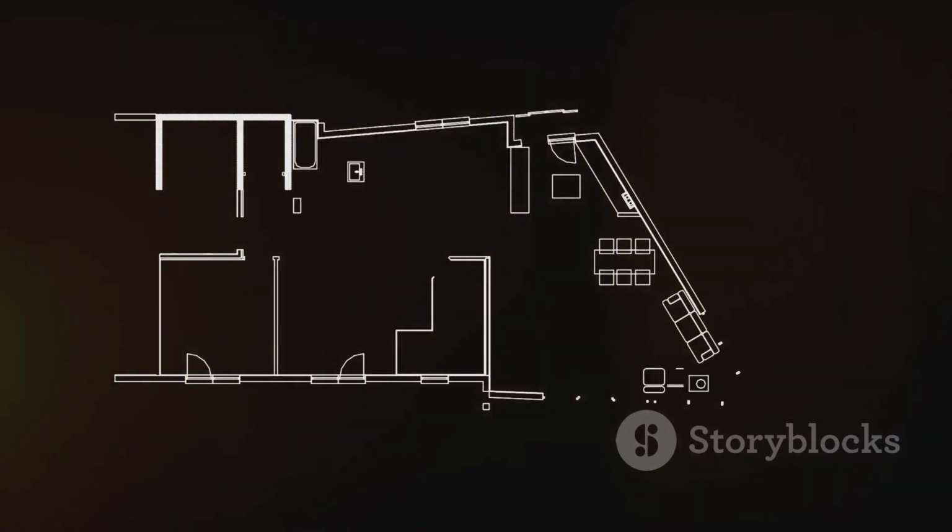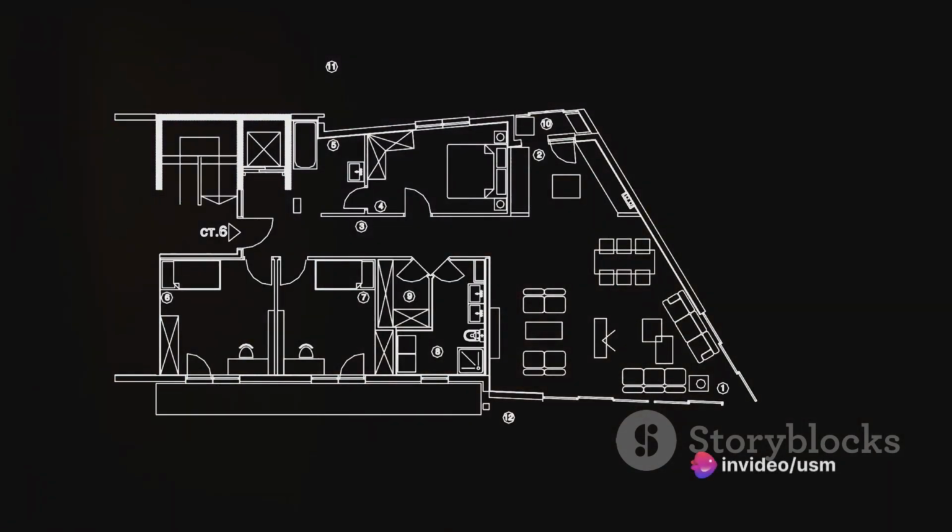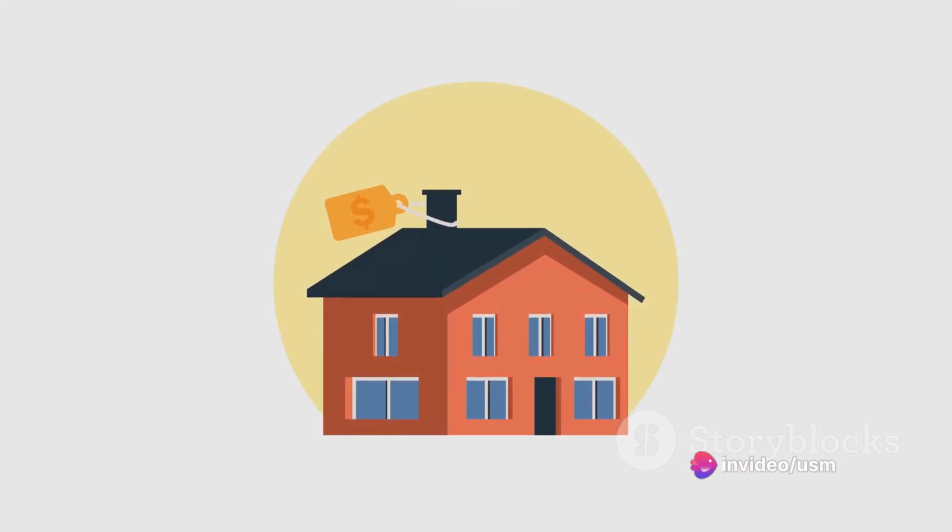Picture this. If you want to predict the price of a house, the size of the house, location, and the number of rooms could be your independent variables. The price of the house, which you're trying to predict, is the dependent variable.